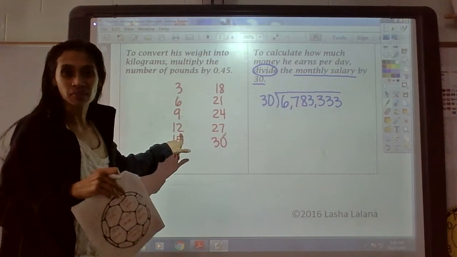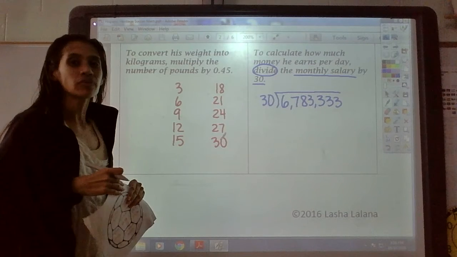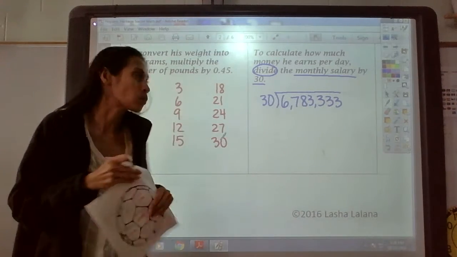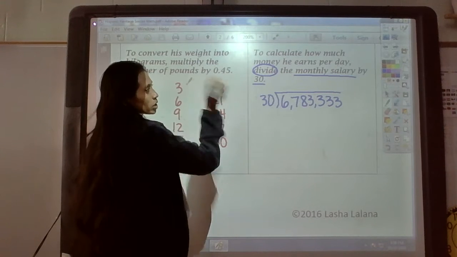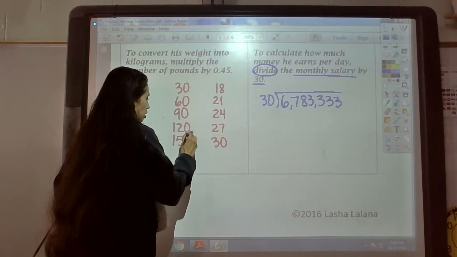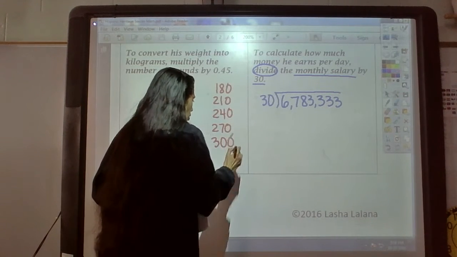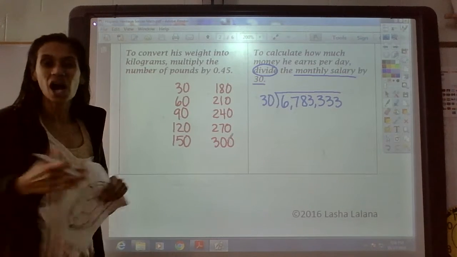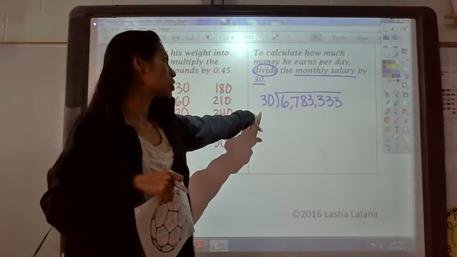So that's dividing by 3. If we are going to divide by 30, it's so easy. Just add a 0. Multiplying by 30 is like multiplying by 3 with a 0 at the end. So now I'm going to put that there to help you out even better. Let's look at the problem.